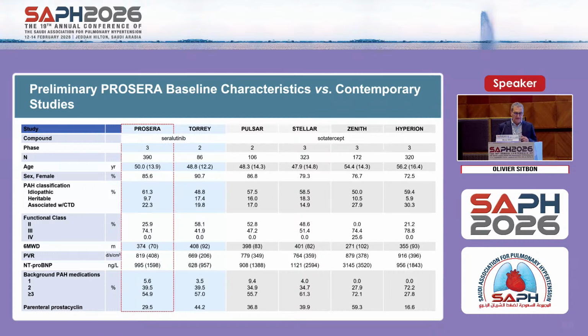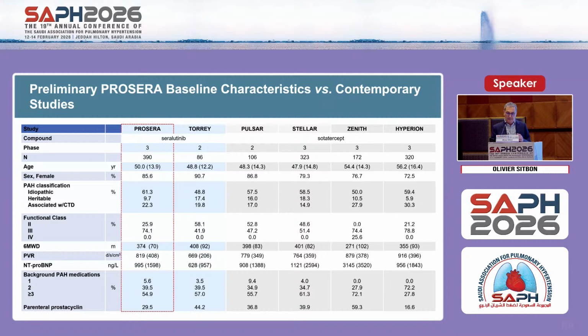And this translates into the 6-minute walk distance, of course. The 6-minute walk distance at baseline was only 374 meters, despite the patients receiving heavy treatment, because more than half of them have been treated with more than 3 drugs, including 30% on parenteral prostacyclin.